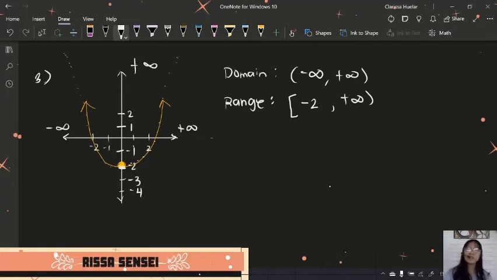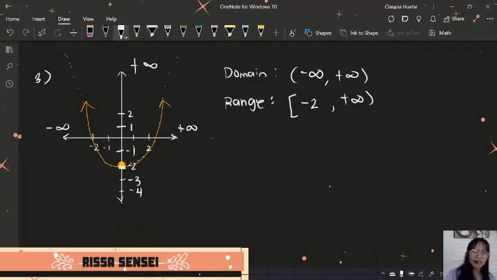Kung mapapansin nyo, bracket ang ginamit ko. Bakit? Kasi we know the exact value. Alam natin na huminto siya kay negative 2, 'di ba? So, pag infinity kasi hindi natin alam kung ano yung eksakto. So, negative 2 is included. Kaya, kasama siya dun sa ating range.